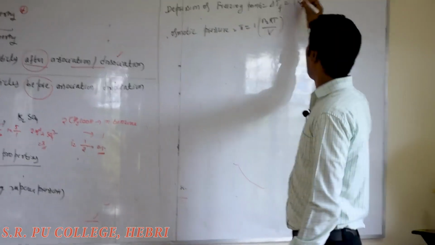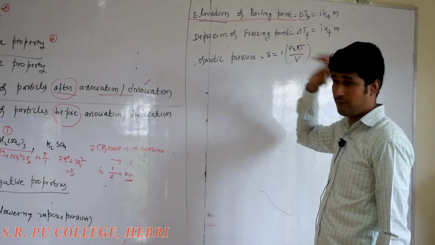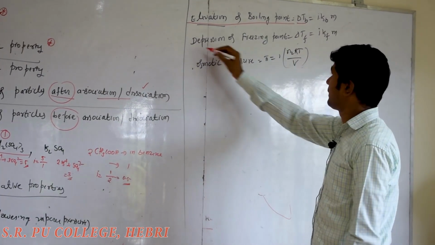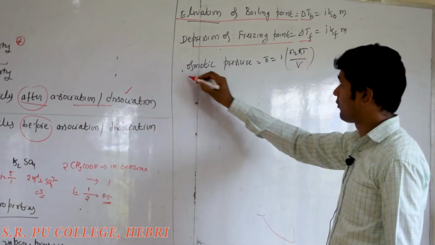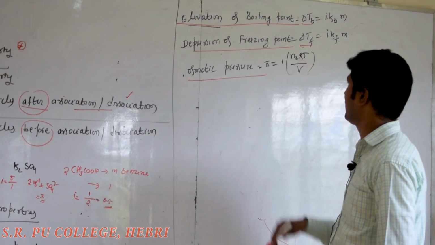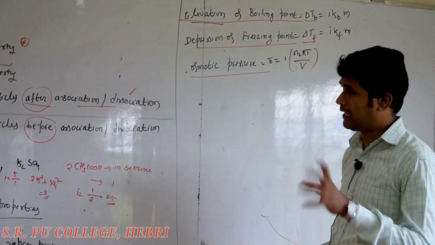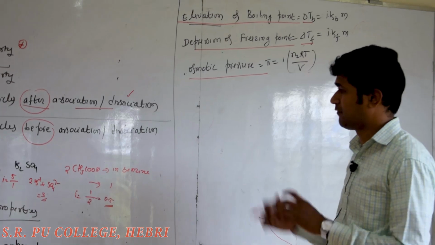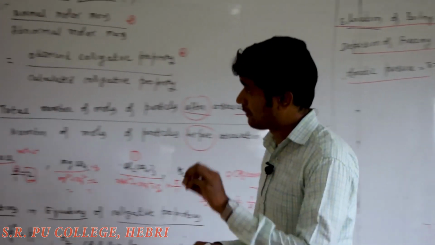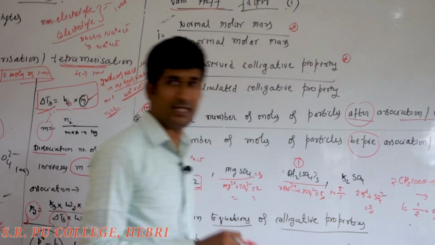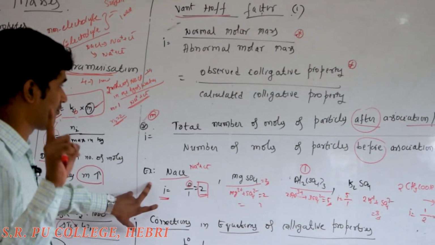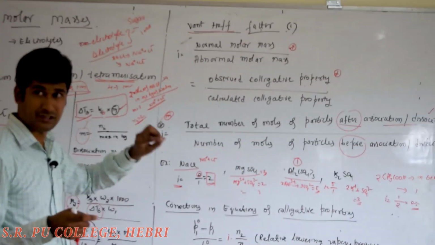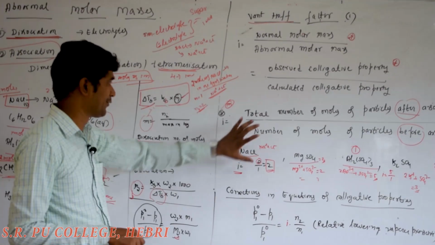Elevation of boiling point, delta Tb is equal to i into Kb into m, which makes the correction. Depression of freezing point, delta Tf is equal to i into Kf into m. For osmotic pressure, pi is equal to i into N2 RT by V. You multiply i to all those terms. You will get the correct molar mass. There is no abnormality afterwards. Here this formula is important, and even the calculation of i for different types of electrolytes. This is also very important. You remember this.